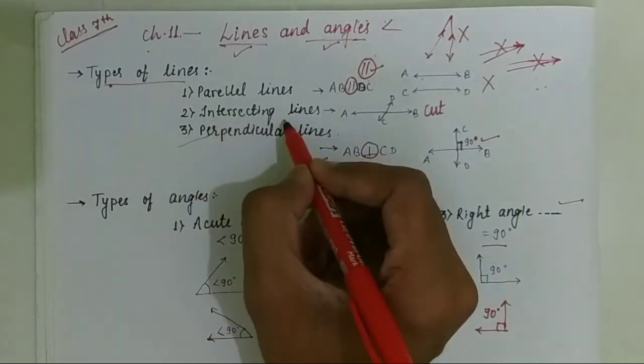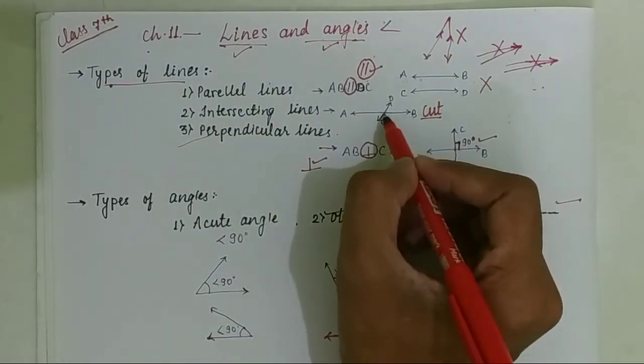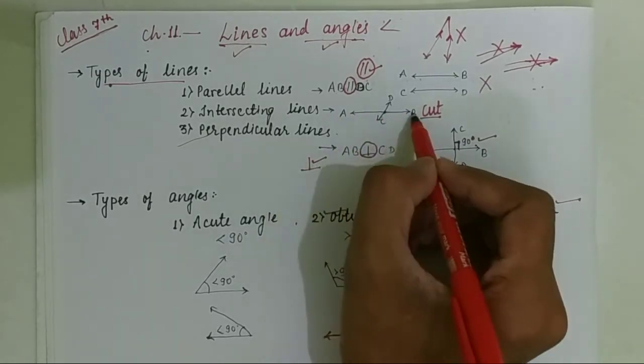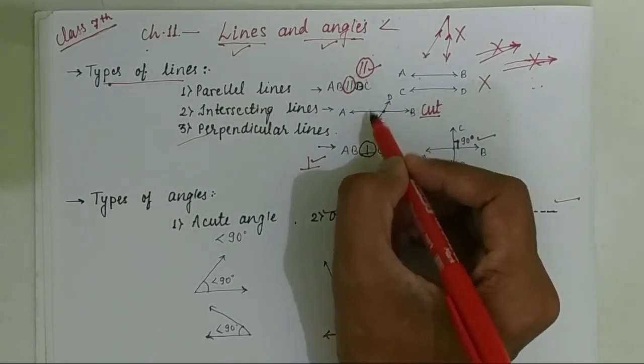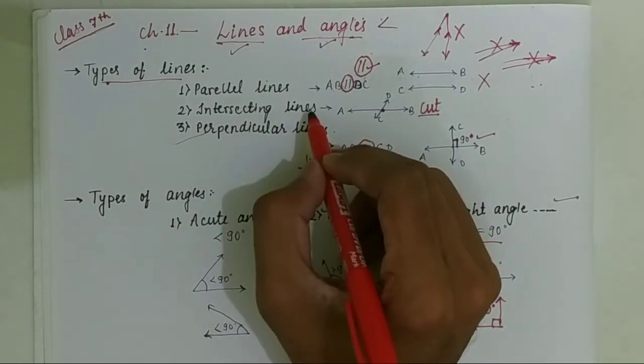Then second is intersecting lines. Intersecting lines are the lines which cut each other at any point. Means AB is a line and CD is another line. When they meet each other at this point, then these lines are called intersecting lines.